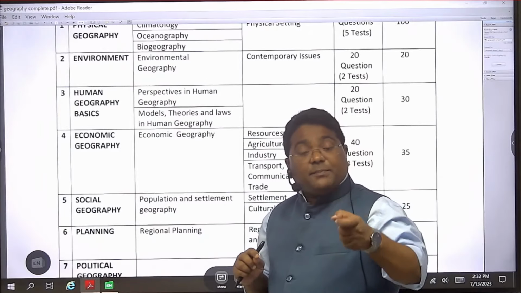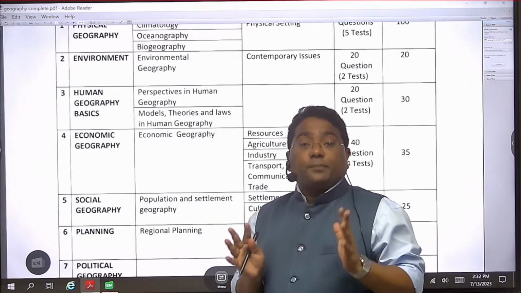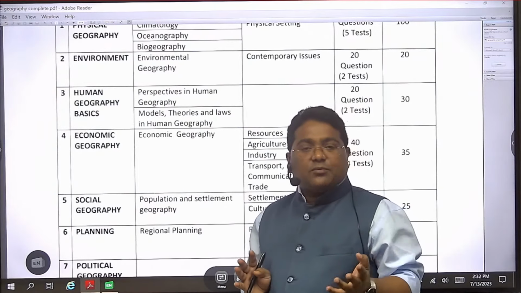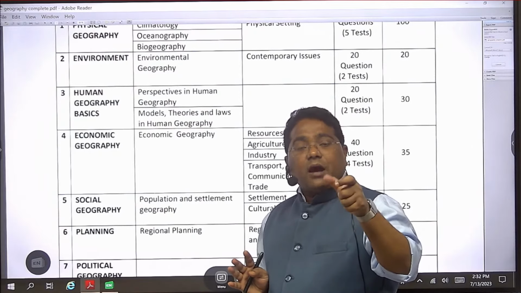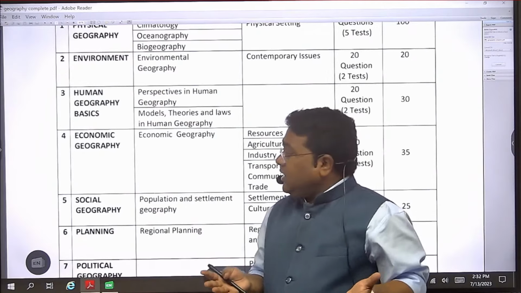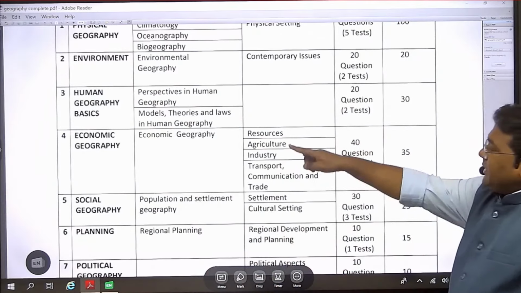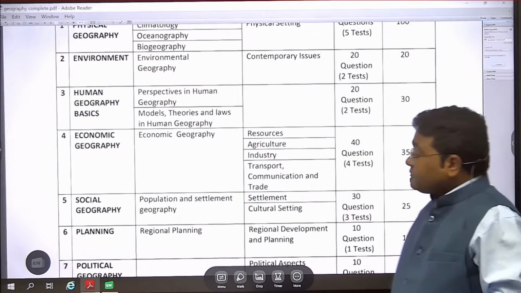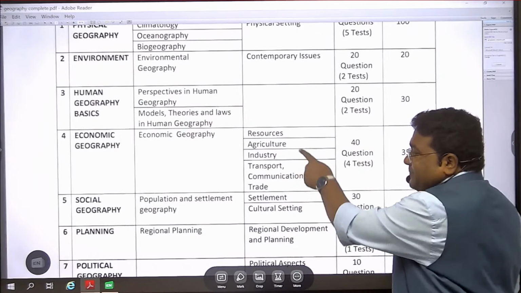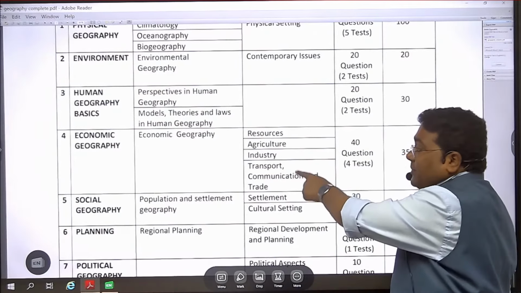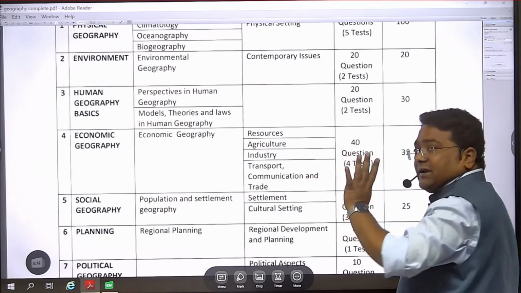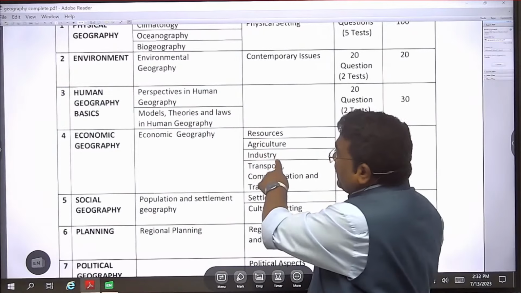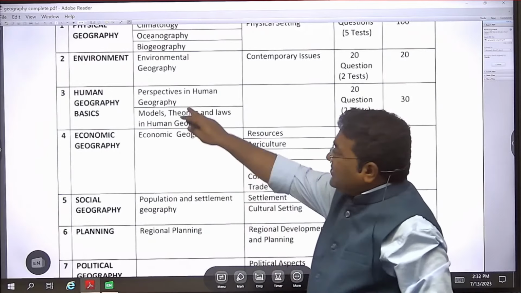But what I am again repeating is that comprehensively, holistically you have to prepare for the optional. Any optional, if you take any optional, you have to read comprehensively. For GS, it is in a very limited manner. Optional is very comprehensive; elaborate information is required. Right? In economic geography, we have resource, agriculture, industry, transport, communication and trade. If you carefully observe, these topics are present in geography and economy also. Resource is present in economy, agriculture also, industry, transport, communication and trade. So here paper 1 and paper 3 are covered by this economic geography, not human geography.